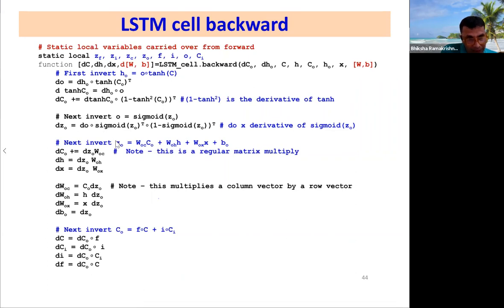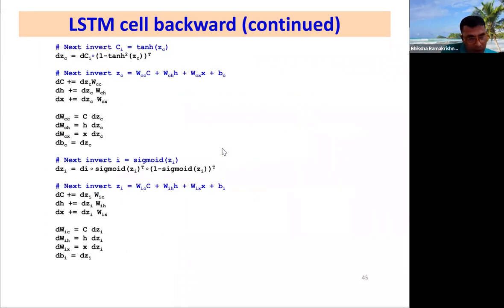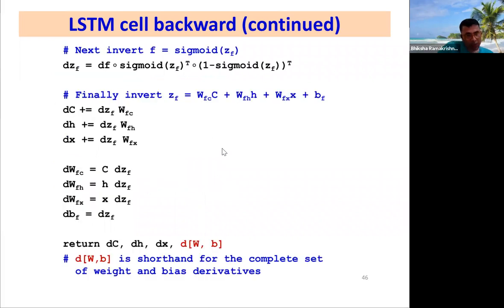And then I can go one step up. The previous equation was this one, ZO was the sum of all of these terms. By the time we come here, we have DZO. So you can compute the derivatives for every one of these terms on the right. And you can keep walking your way back through the forward code, updating your derivatives for every single term in the LSTM cell. And when you have got yourself all the way back to the top of the code, you will now have the derivative for C, H, X, and the parameters. These are the terms that went into the network, and these can be returned.